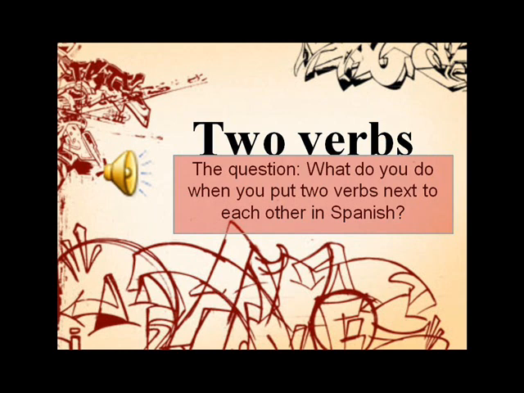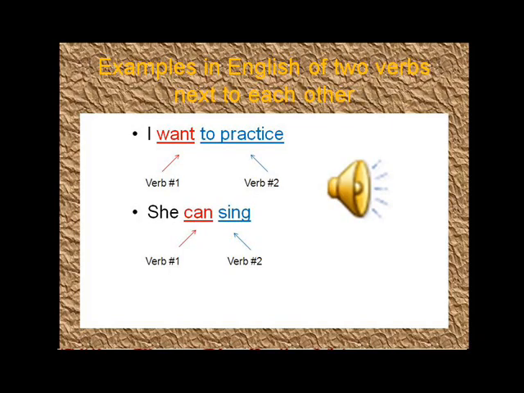Maybe I'll just go through this PowerPoint presentation, because maybe it'll help me. Let's look at some examples in English when you have two verbs next to each other. The first example is I want to practice. The first verb or first action is want. The second verb is to practice.